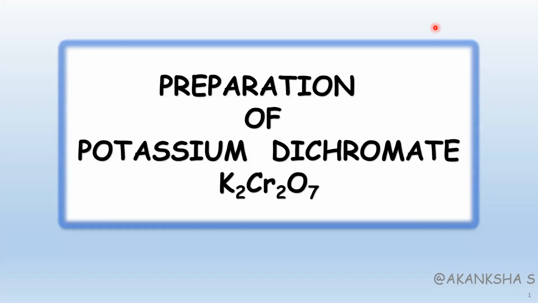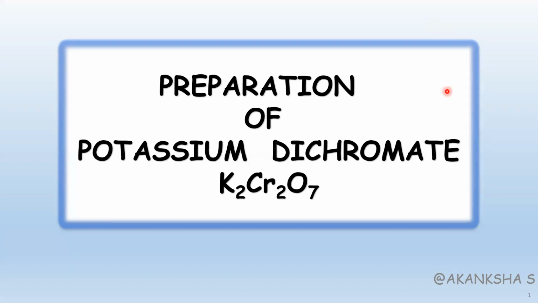Hello everyone. We are going to learn today about the preparation of potassium dichromate, K2Cr2O7, and these are a set of reactions that we need to learn under this category. I would try to make it as simple as possible, but in case you have any queries, you may leave it in the comment box and I'll try to help you with them.